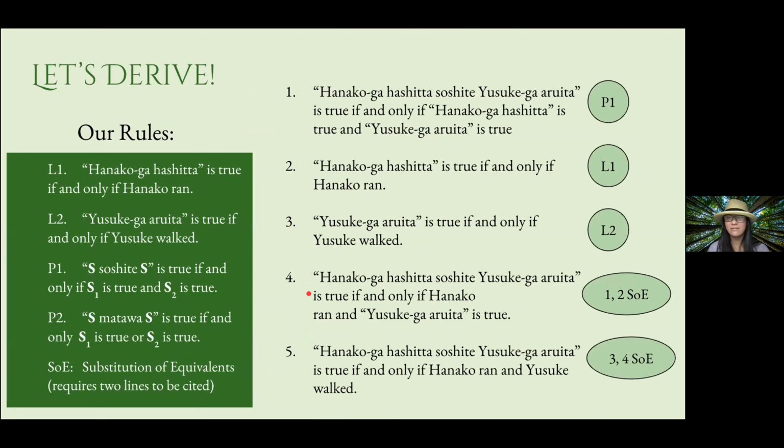So let's derive. We're going to begin by using the rule P1, which is this one, which tells us that a sentence, soshite, another sentence, is true if and only if the first sentence is true and the second sentence is true. We don't know when these are true yet, so we're going to leave them in the object language until we figure that out.